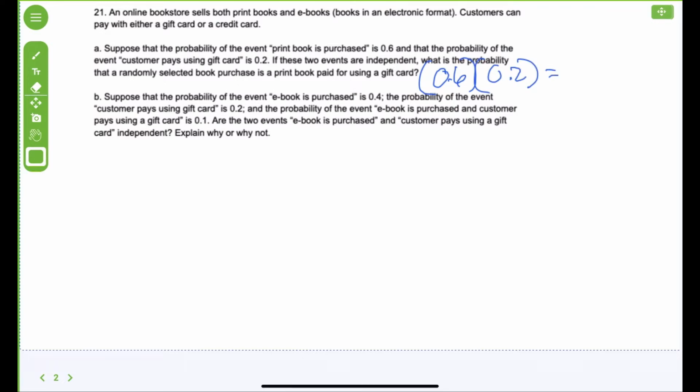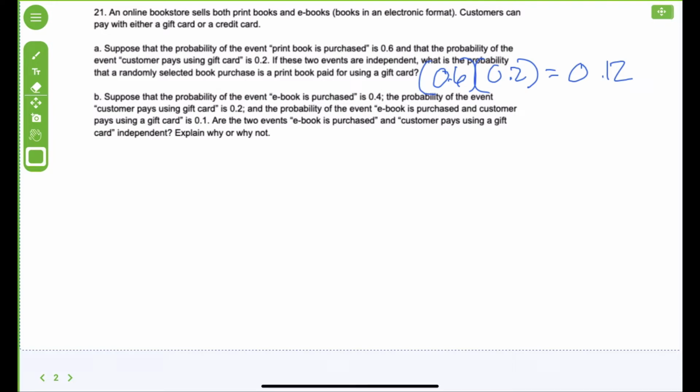And that would just be 0.12. And that would be the probability. So if it says that the events are independent, remember, we can just multiply them together.